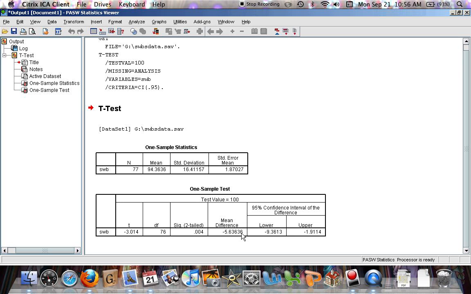Mean difference is the mean of the difference between our data and 100. And here is the confidence interval of the difference. So you'll notice that our folks, the mean difference is 5.6 less than 100. And that's how you run the single sample t-test.